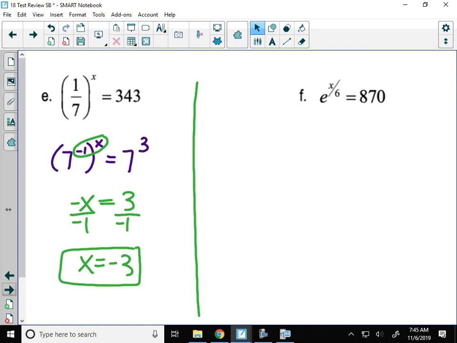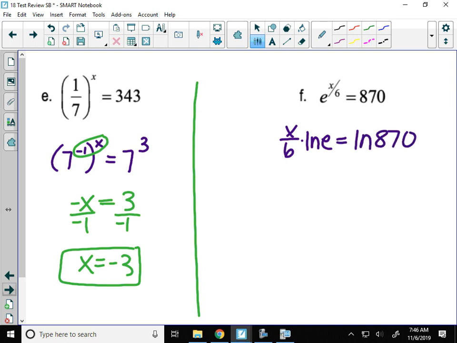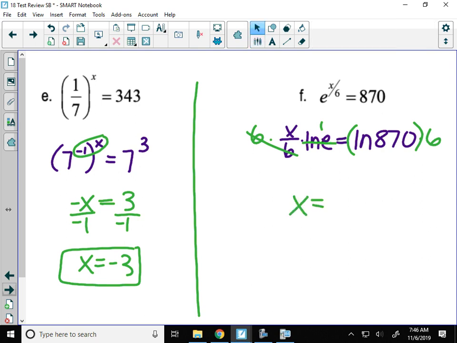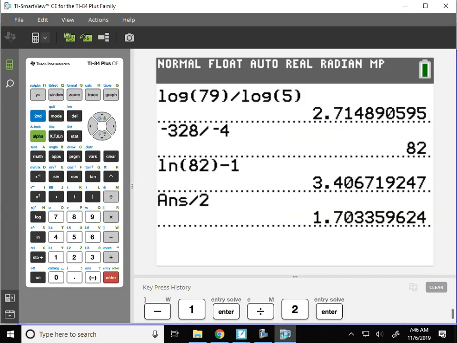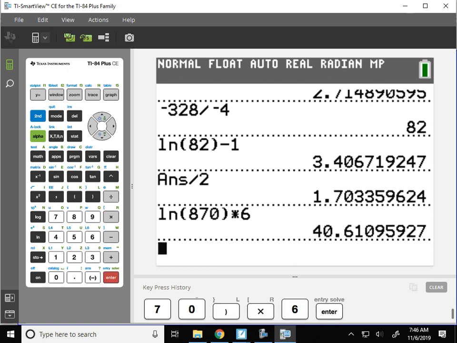For F, e to the x over 6 equals 870. When I have a base of e, I'm going to take the natural log of both sides. When I take the natural log of both sides, the x over 6 exponent comes down in front. Remember, the natural log of e equals 1. So I just kind of cross it off. And all I have left to do is multiply by 6 to get that out of the denominator. And remember, we're multiplying the natural log of 870 by 6, not the 870. So I'm going to take the natural log of 870 and multiply it by 6. I get 40.611.